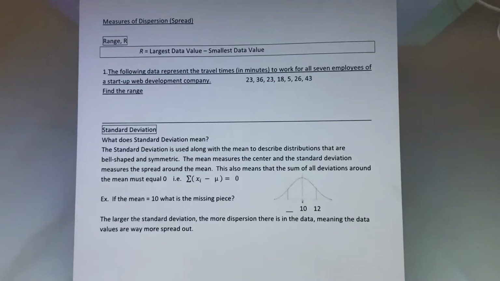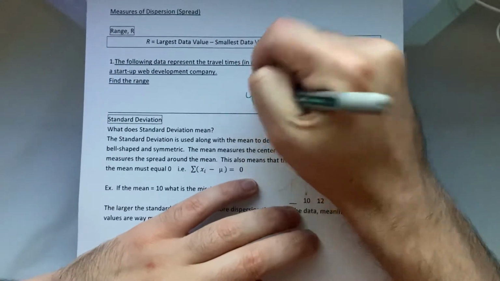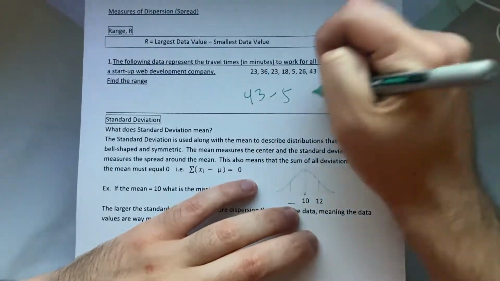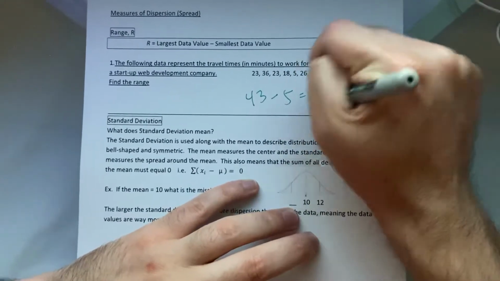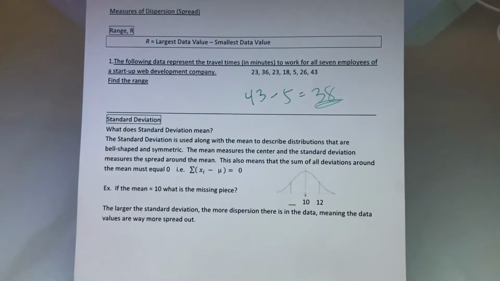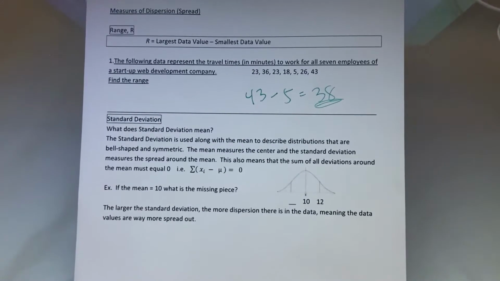So the following data represents the travel times to work for 7 employees, the same one as in 3.1. Find the range. Simply take the largest minus the smallest. And that means there's a 38-minute range between the person who gets to work the fastest and slowest.